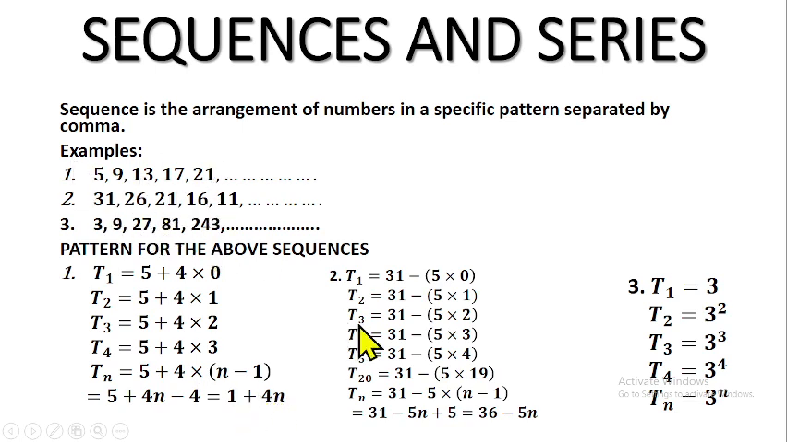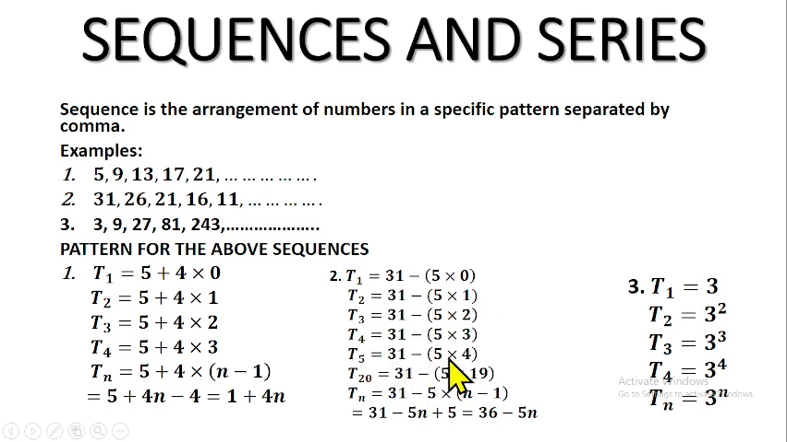Let's look at the second sequence. The first term, they got it as 31 minus open bracket 5 times 0. 5 times 0 is 0. 31 minus 0 gives us 31. Next one, 5 times 1 is 5. Then 31 minus 5 will give us 26. Next one, 5 times 2 gives us 10. 31 minus 10 will give us 21. Next term, which is the fourth term, 5 times 3, that will give us 15. 31 minus 15 will give us 16. Next one is 5 times 4, which is 20.